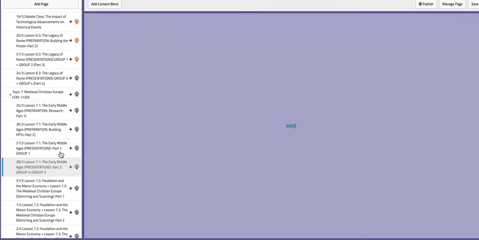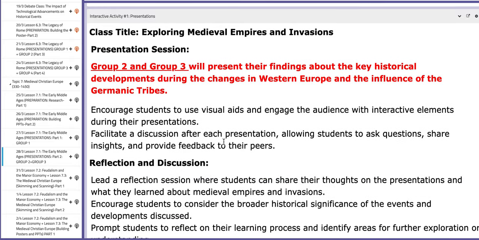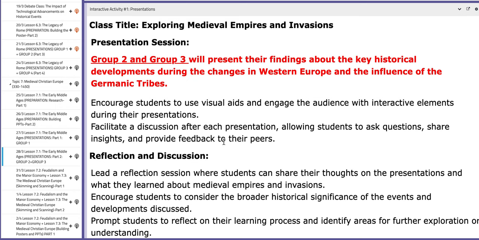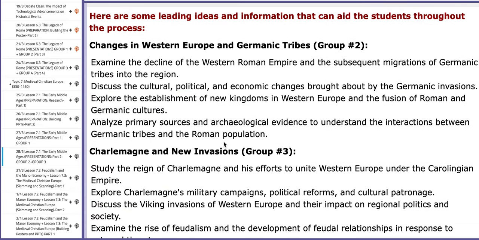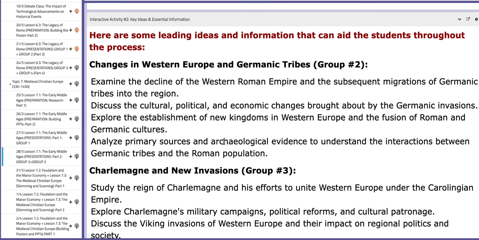On the following day, group number 2 and 3 will present their work, which is basically about defining historical developments during the changes and how it influenced the Germanic tribes. Of course, do not forget to scroll down and track the leading ideas and information.